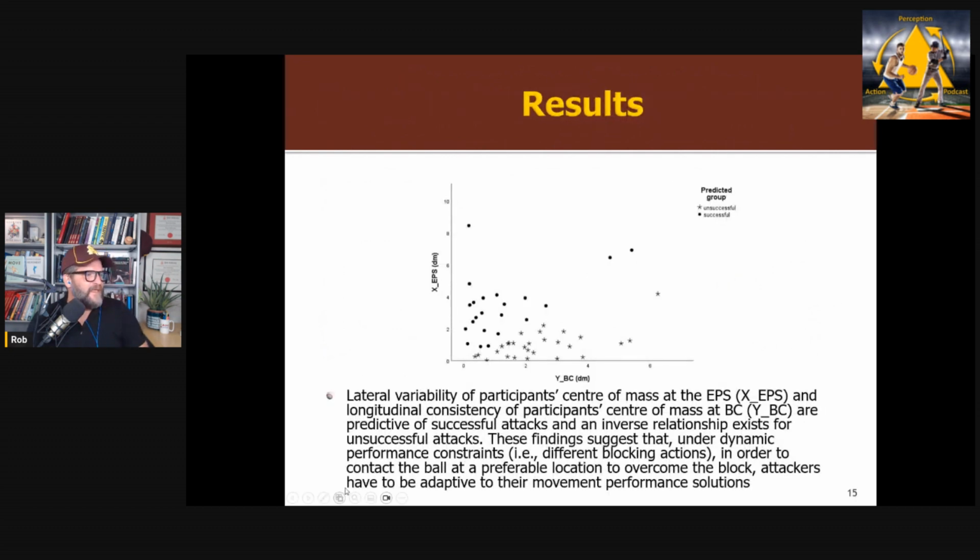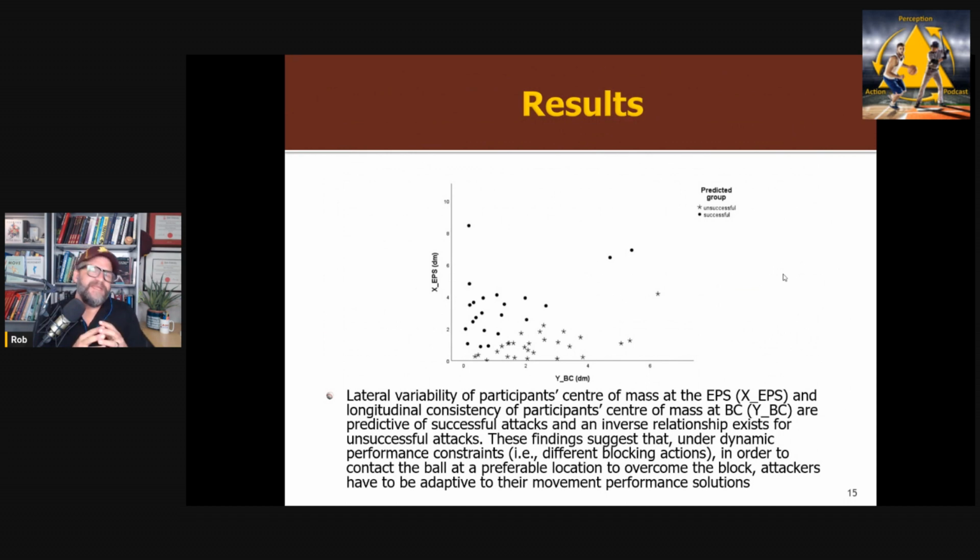Okay. They also looked at these process variables. This is showing the lateral variability of their center of mass and the longitudinal variability of their center of mass. And what you can see is it looks like you want high variability in this and lower variability in that for successful attacks, right? So again, not every movement parameter do you want variability. You want different degrees. So you can see this is what developed through the practice. You get these different variables that relate to whether they were successful or not.